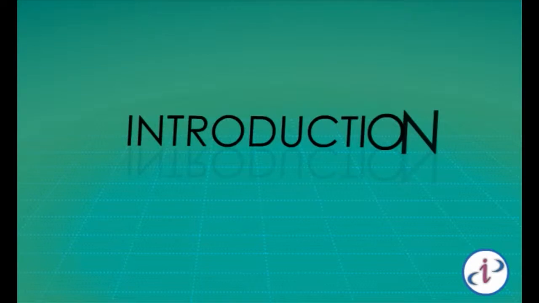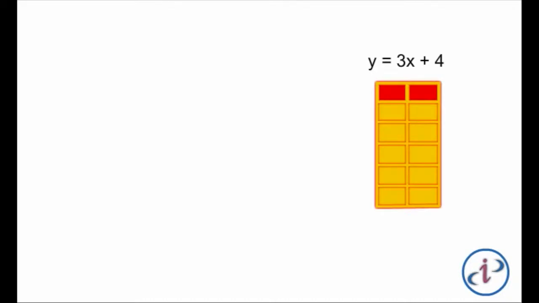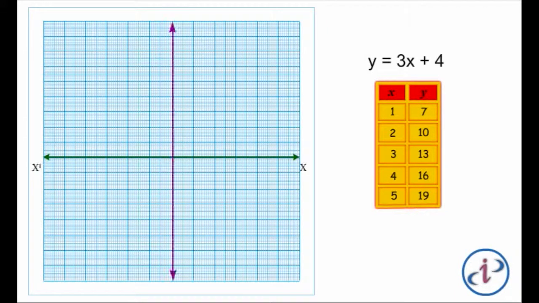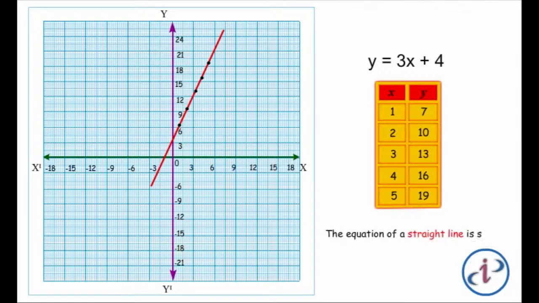Topic: straight lines. Learning area: coordinate geometry. Let us observe the equation of the line 3x + 4. Let us now substitute different values of x to get the values of y. Let us now draw a graph for the given equation. We thus see that the equation of a straight line is satisfied by the coordinates of every point on the line.